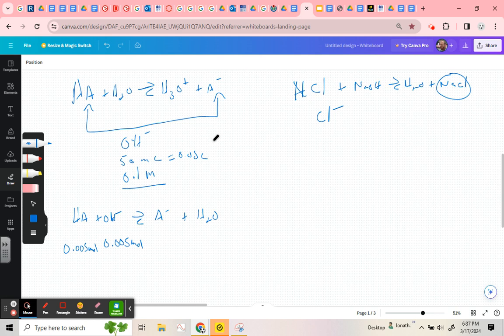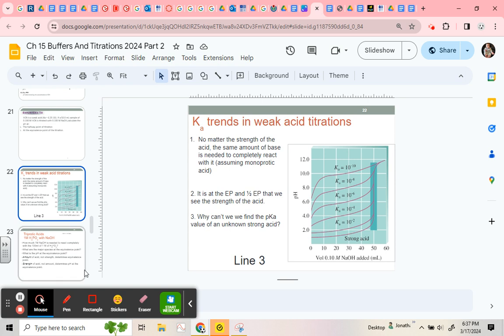All right, so hopefully that explains line 3, which was slide 22. Okay, thank you.